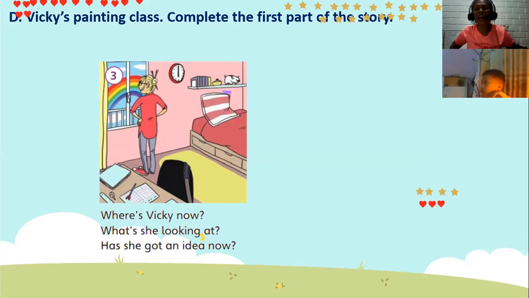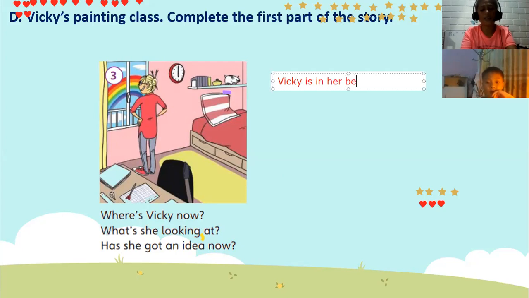Where is Vicky now again? Can you say again? Where is Vicky now? Yes. Where is Vicky? Vicky is in her, where? Her bathroom. Very good. And what is she looking at? Looking at rainbow. Wow, very good. She's looking at the rainbow.